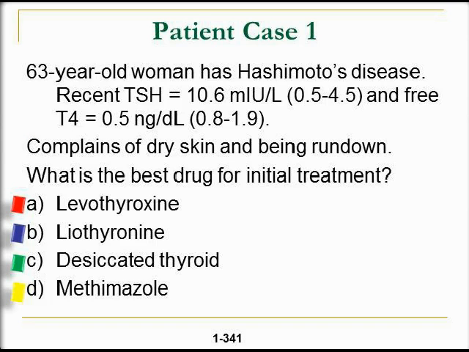All right, our first case. We have a patient diagnosed with Hashimoto's, again, hypothyroidism. The TSH is elevated. The free T4 is low, given in parentheses here the normal units. The patient complains of dry skin and feeling run down. What's the best drug for initial treatment in this patient? Is it levothyroxine? Is it liothyronine? Is it desiccated thyroid? Or methimazole?